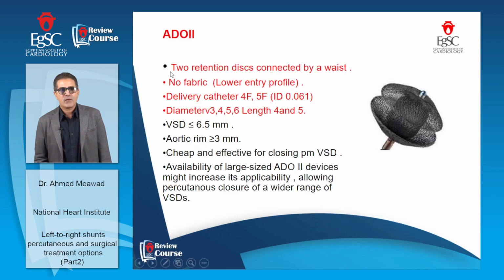This device is duct occluder 2, which is used in PDA closure. It has two retention discs and a central body. It has no fabric inside, so it is a low profile device which can be delivered through 4 or 5 French catheters. So we can use it by antegrade or retrograde approach. But the maximum diameter of this device is 6 millimeters, so we can't use it in VSDs larger than 6.5 millimeters.